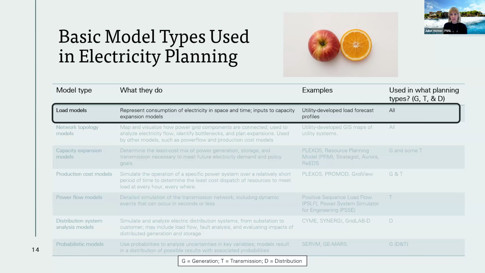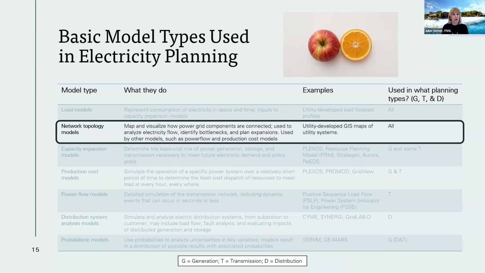Well, load models are basically a model that represents the consumption of electricity in space and time through the system. So if you think about what the load that the utility has to serve going forward, it's not just one number, it's actually a kind of a data model that shows over time throughout the system. This is the type of load that they need to plan for. So these load models are then inputs to other types of analysis models, such as capacity expansion models. And often utilities will just develop these load forecast profiles.